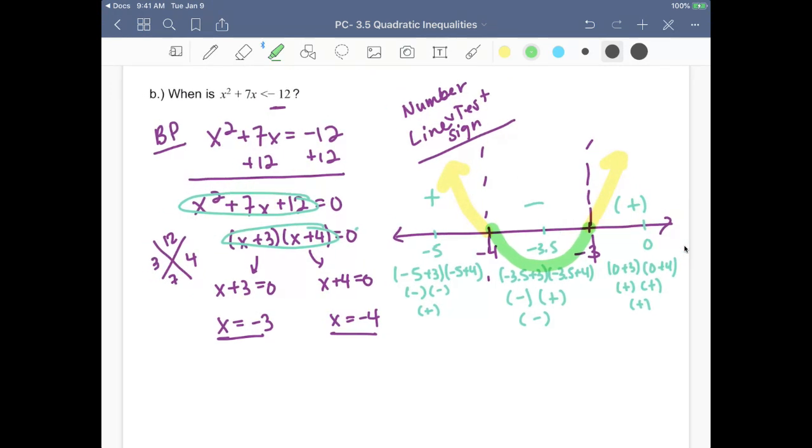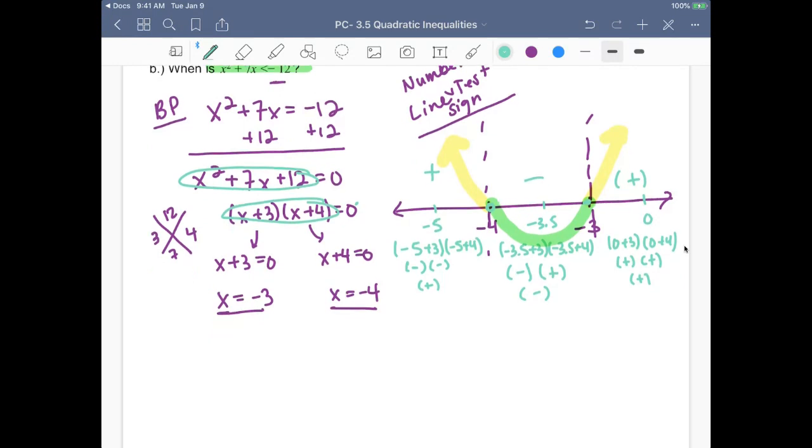Okay, so it's asking us, when is the graph, or if we go back to the original, x squared plus 7x is less than negative 12. So what you're going to do is you're looking to see, since I moved the negative 12 to the other side, it shifts our graph down. So we just look at exactly what our boundary points are at negative 4 and negative 3. Where is the graph less than the axis, basically?